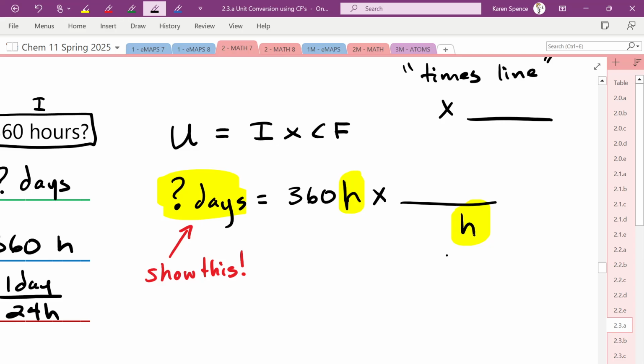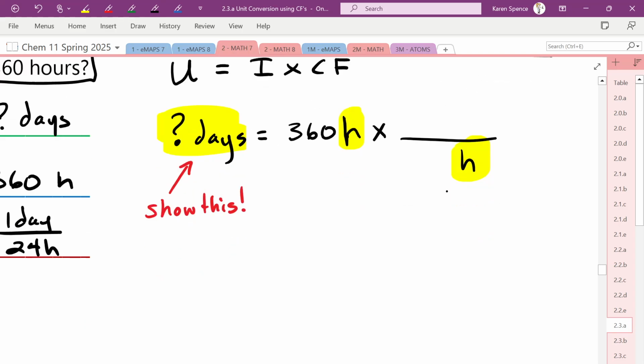I'm not even writing in numbers. I know this seems foolish right now because you're like, I could just slam things in there, but I'm showing you how you might do it for a more complex problem. Okay? Hours, those are now going to cancel. That's going to be beautiful. What do I want to find? Days. So days is going to go on the top.